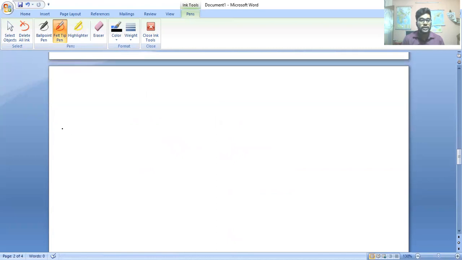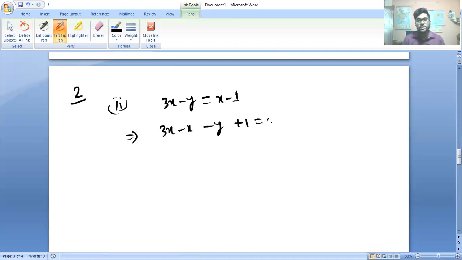Next, question number 2 is exactly the same. Question number 2 says: express each of the following equations in the form of ax plus by plus c is equal to 0 and indicate the values of a, b and c in each case. So in a similar way we will do it. Suppose we are doing 2(a). So what we have here, 3x minus y is equal to x minus 1. Therefore, we have 3x minus x minus y plus 1 is equal to 0. Therefore, we have 2x minus y plus 1 is equal to 0.